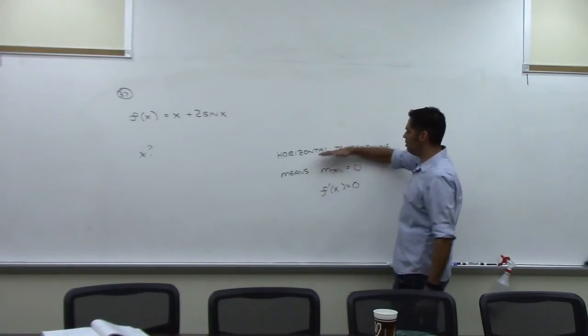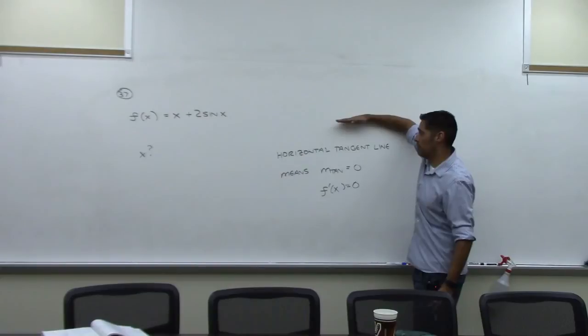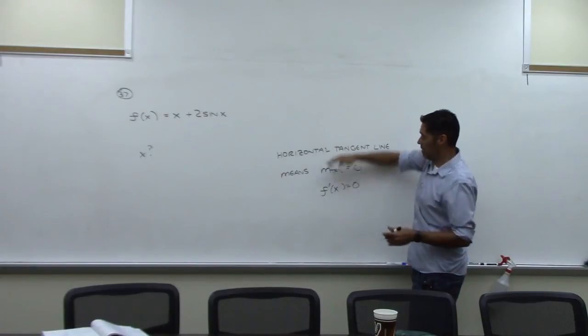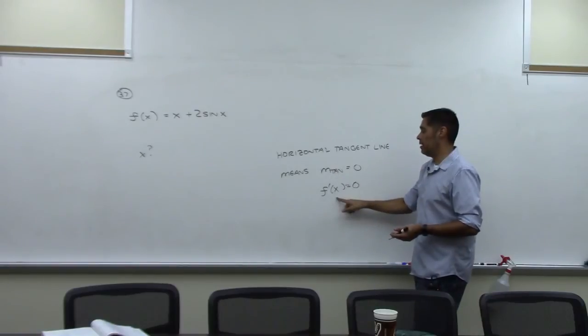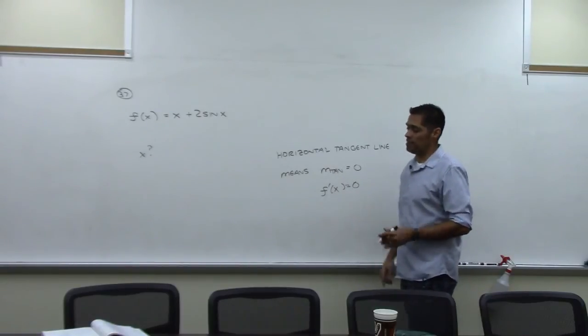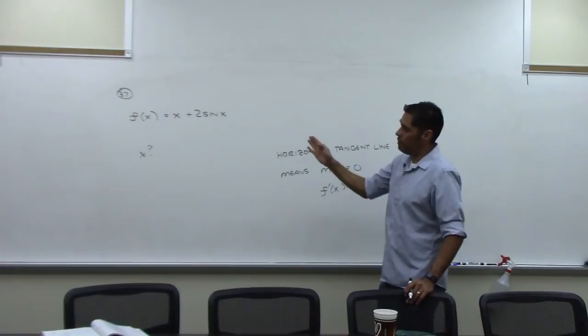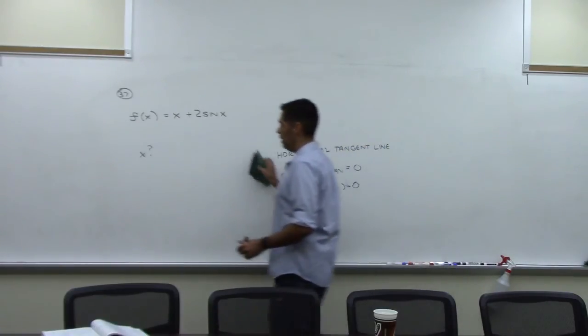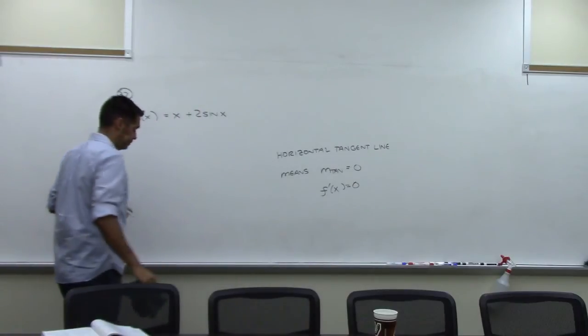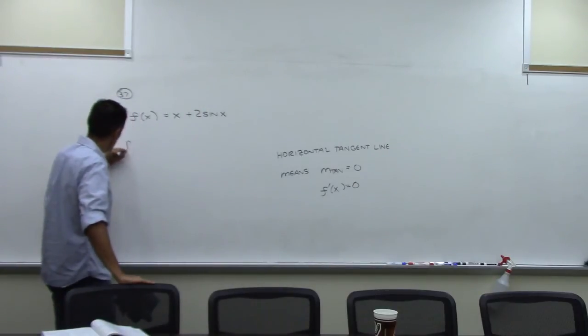Right? So to have a horizontal line, it has to be like this. The slope has to be 0. We want the tangent line to have that slope. And the slope of the tangent line is the derivative of the function. So we're basically saying we need to take the derivative of that function and set it equal to 0, and then solve for x. So let's take the derivative first.